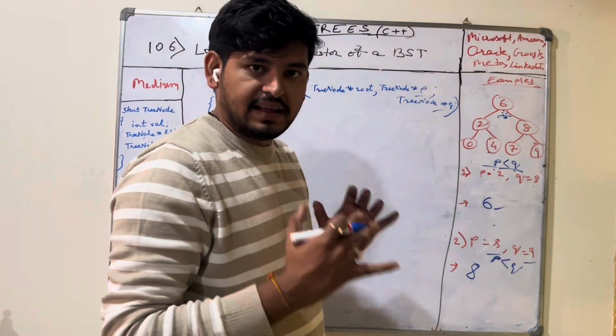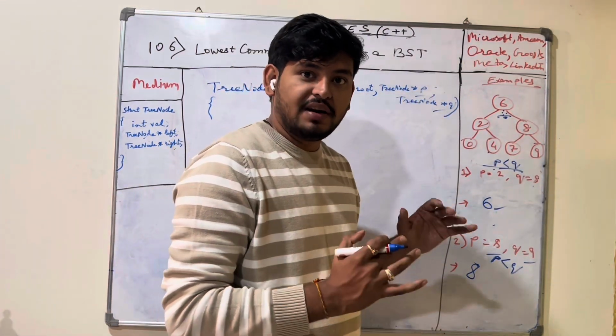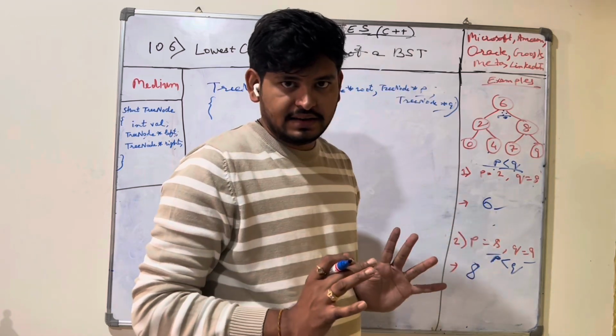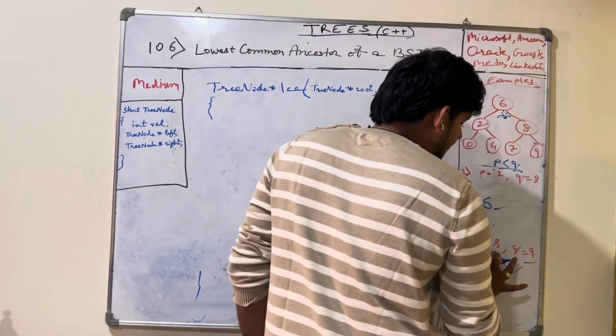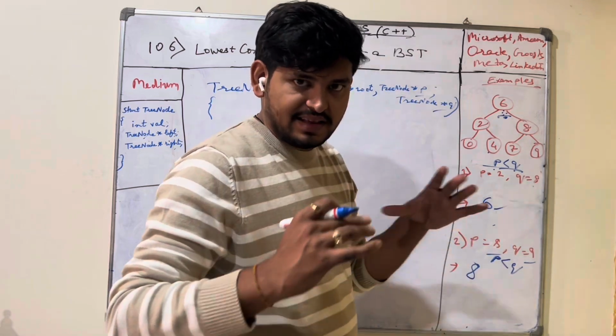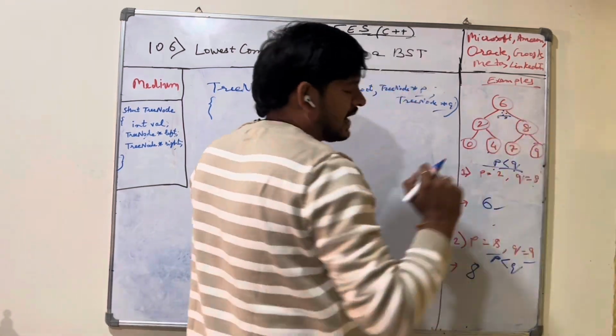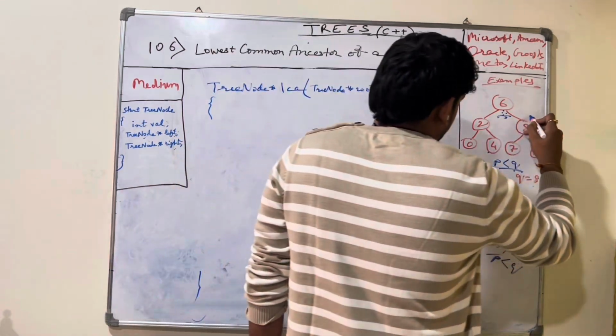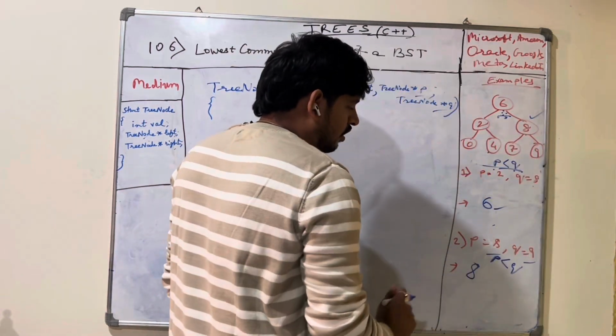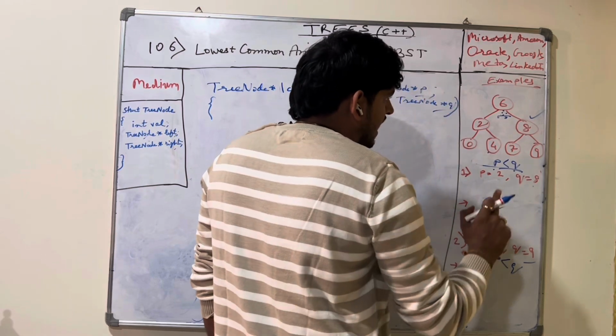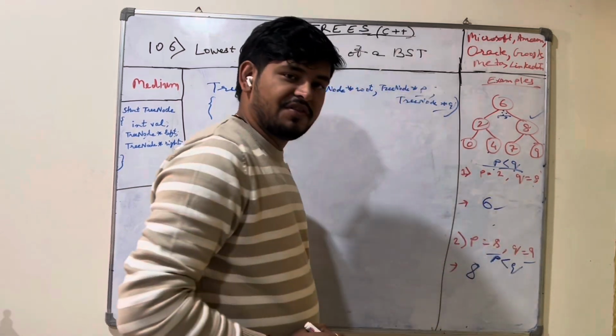In that case, what do we want? We want the number to be greater than P, at least greater than the smaller value and less than the larger value. Since 6 is smaller than P, we should go to the right. Now we went to the right, and now we have got 8. 8 is actually equal to one of the values.